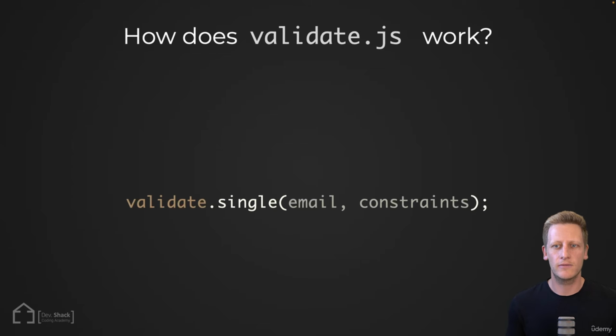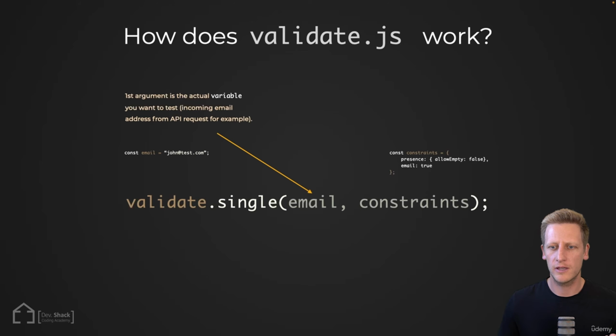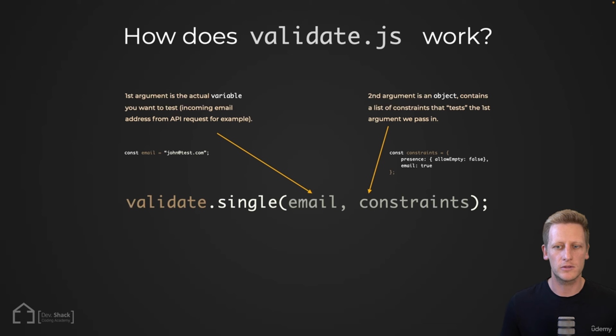How exactly does validate.js work? Here's a small example of a code snippet. We have validate.single, and it takes two arguments, the email and the constraints. The email would be the value of the piece of data we want to be testing. In our case, we've been working with this email address that's coming in from our API request. The value of the email argument will be john@test.com. And then the second argument here is the constraints. It's an object that contains a list of tests that we want to run on the first argument.